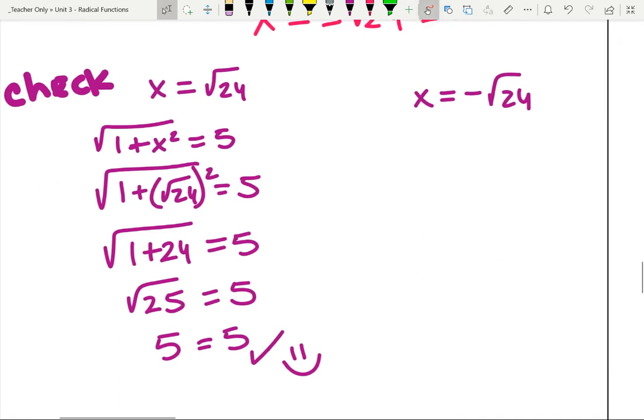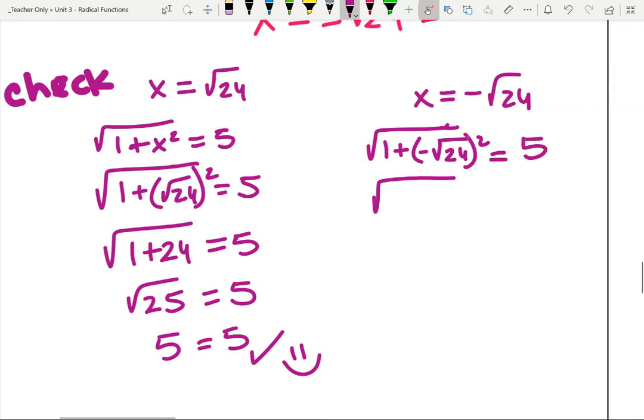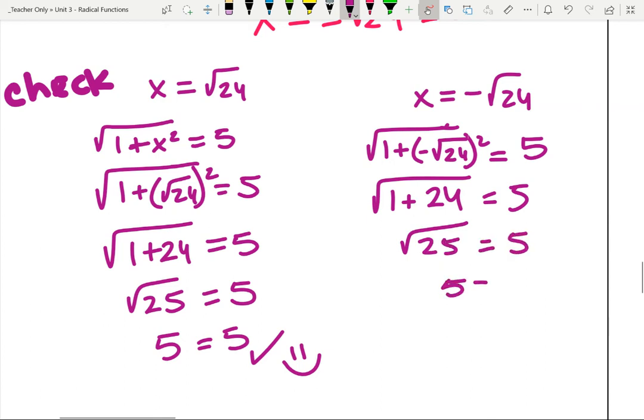Let's double check and verify our second equation and make sure it's not extraneous. So taking the square root of 1 plus, and now I'm doing the negative square root of 24 squared. Say that 10 times fast. But when I square a negative number, it comes out positive because it's negative times a negative. So this is 1 plus 24. And so this starts to look pretty similar to what I did before. This is the square root of 25 now, and the square root of 25 is 5.